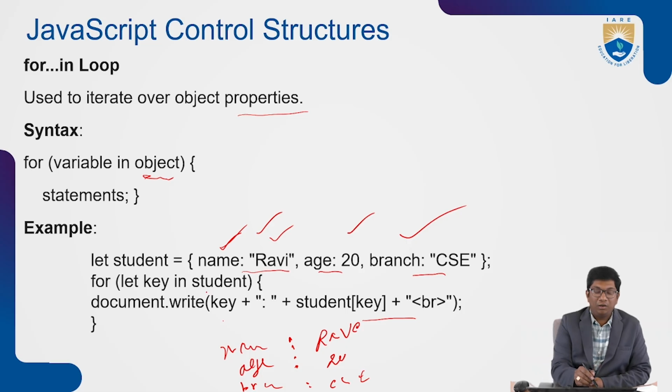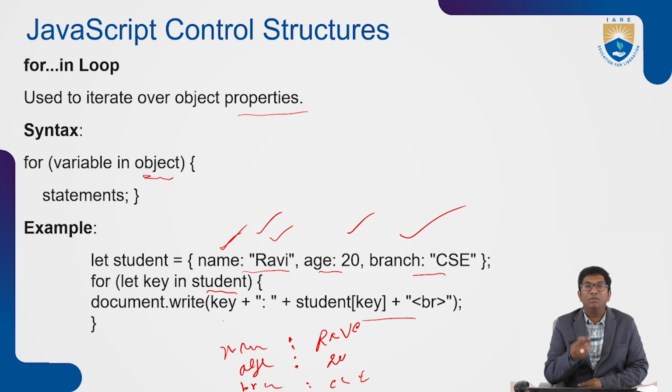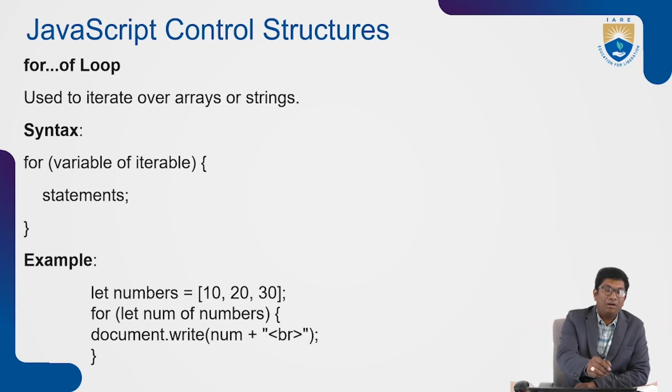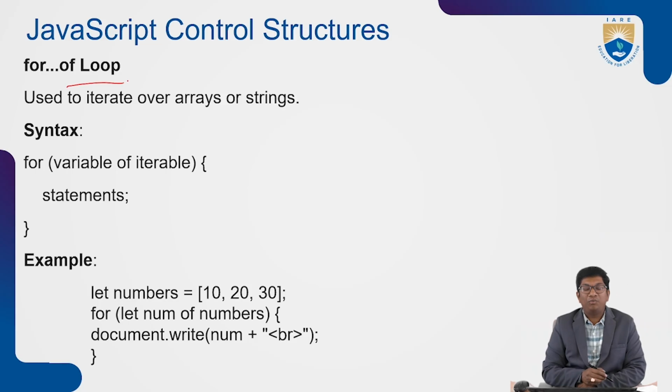So in student, how many values are there? It takes them one by one and executes the block of code. So that is the for in loop. Next we have the for of loop. In JavaScript, we have the for of loop also, used to iterate over arrays or strings. So if you want to execute a block of code based on an array, then you have to use the for of loop, right?